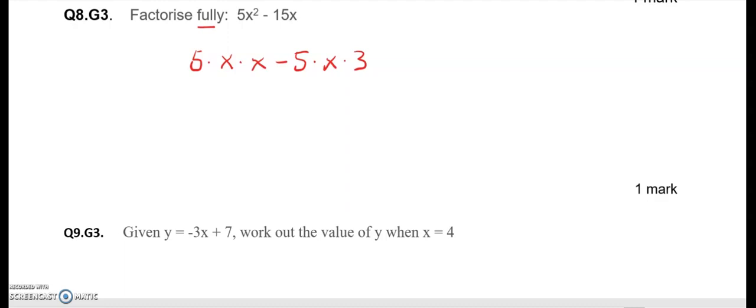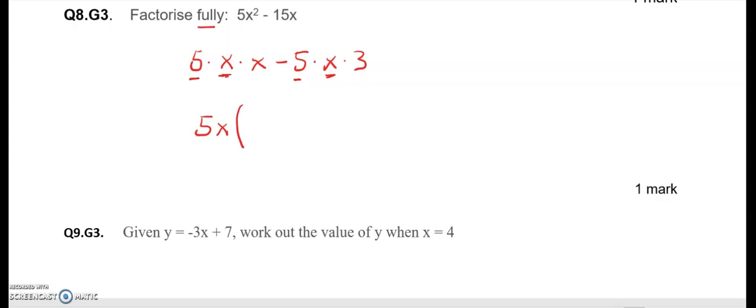So what do I have in common for these two terms? I have a 5 here and a 5 here. So I'll put that in front. But I also have an x. So I'll put that in front as well. Because by being in front of the bracket, it means that I'm going to multiply both of the terms inside with it. So I only put it once in front.